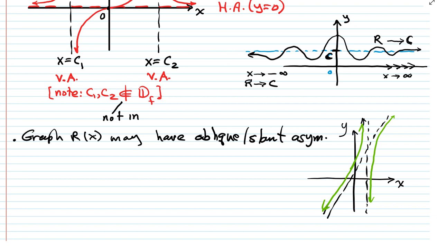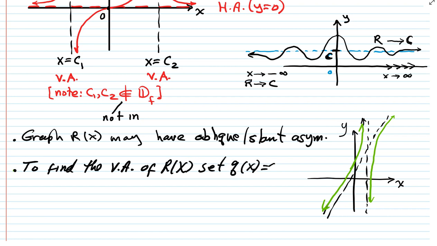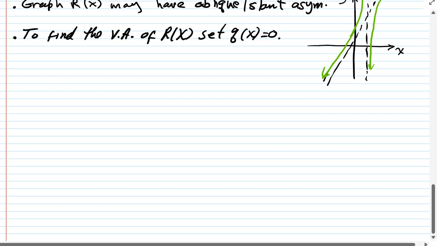Okay, so how do we find it? How do we find the vertical asymptote? To find the vertical asymptotes of a rational function, you set the denominator, set q of x, equal to 0. Remember, the denominator. And there you have that. All right. Now, let's take a look at a theorem next.